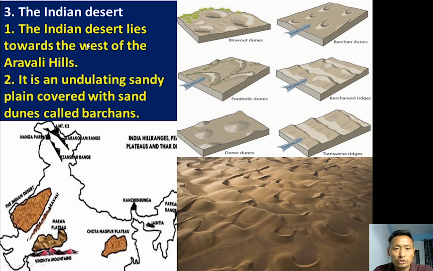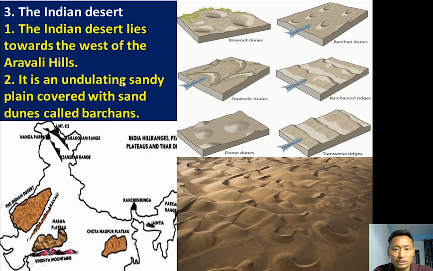If we talk about the location of the Indian Desert, it lies to the west of the Aravalli Range. This mountain range is one of the oldest mountain ranges in the world. So the Great Indian Desert is located west of the Aravalli Range.